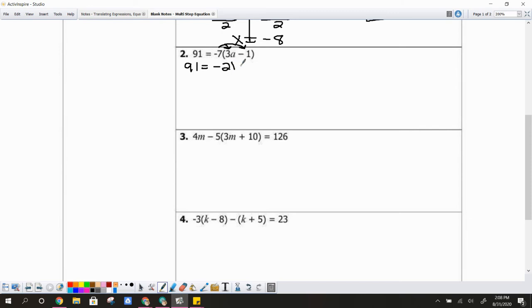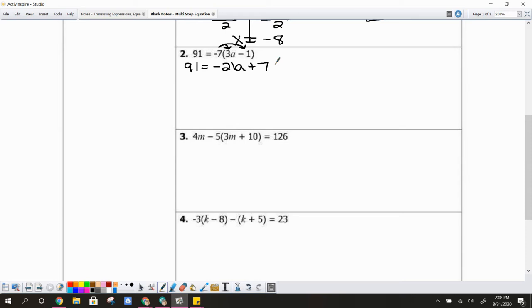And I'm going to make sure that I am bringing everything down with me. I'm not just focusing on one part. When you're showing your work, you need to make sure you're bringing the entire equation down. You're not just doing parts of it and trying to piece it all together. It needs to all stay together like I'm showing you right now. Okay, so negative 7 times 3a is a negative 21a, and then a negative 7 times a negative 1 is going to give me a positive 7.